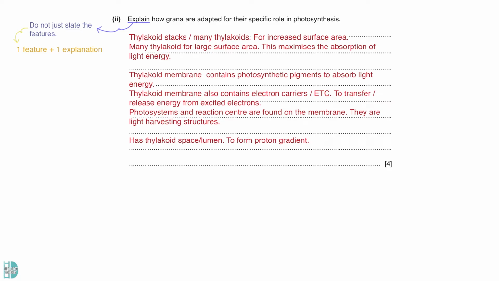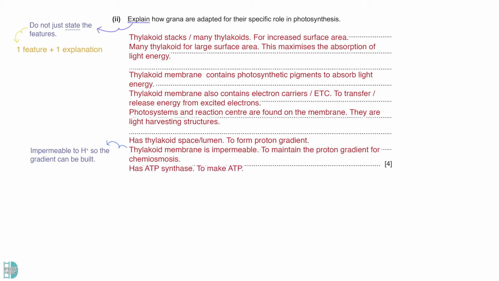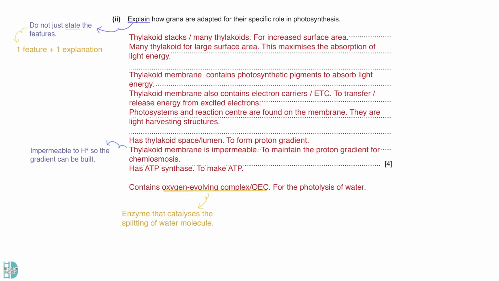Thylakoid space or lumen can form a proton gradient. Next, the thylakoid membrane is impermeable to protons. This is to maintain the proton gradient for chemiosmosis. On the membrane, there is ATP synthase to make ATP. Lastly, they contain oxygen evolving complex or OEC for the photolysis of water.